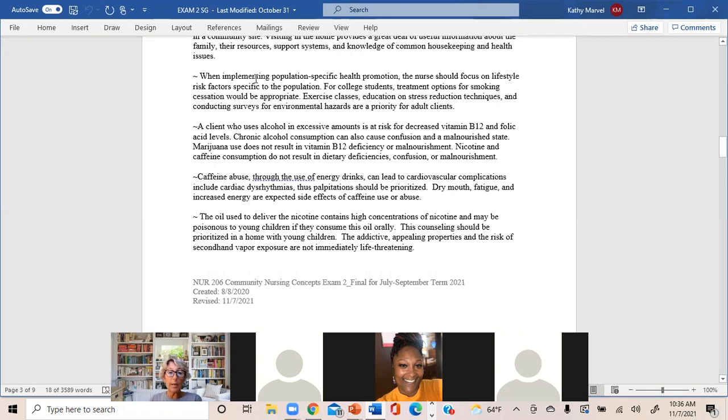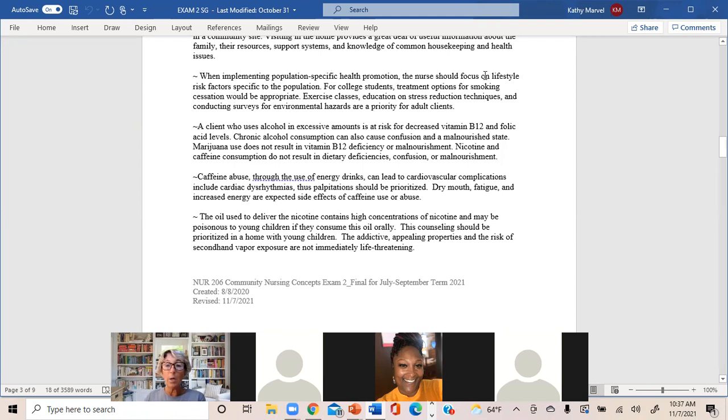Okay, this paragraph talks about, well, you can read it. When implementing population-specific health promotion, which is what? What's population-specific health promotion? Before you read this. Population-specific. A specific area of the population, right? So this gives you some lifestyle risk factors for certain parts of the population. It talks about college students, right? College students, treatment and options for smoking cessation.